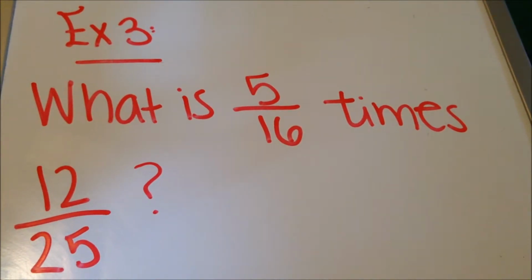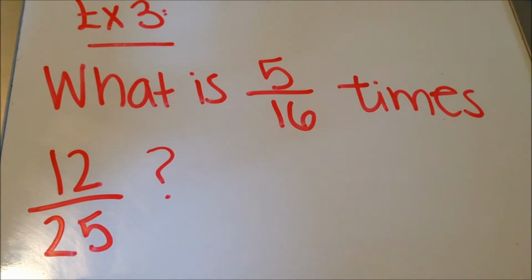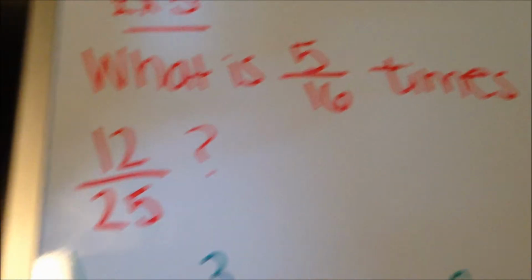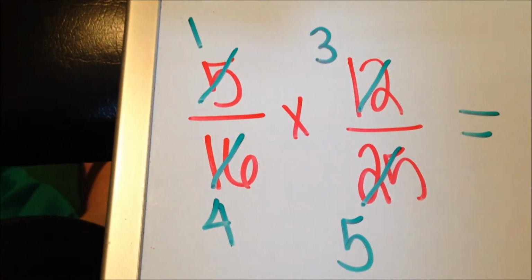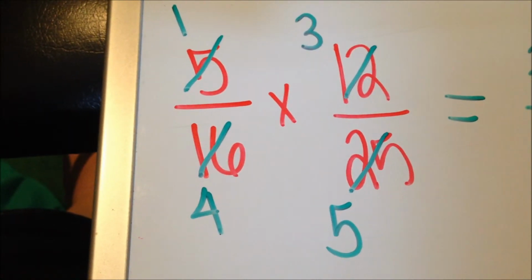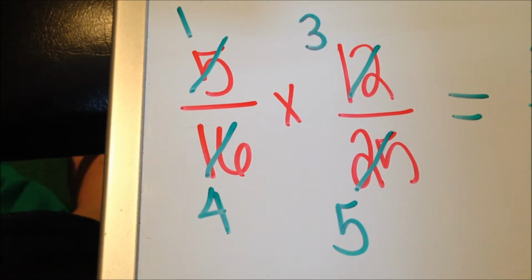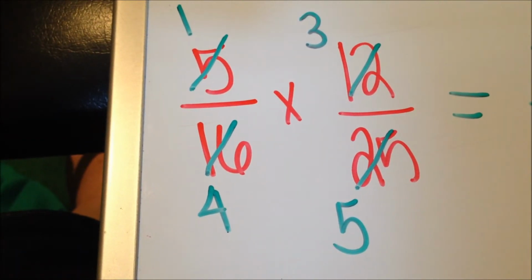Example 3. What is 5/16 times 12/25? That's simply multiplication, so 5 over 16 times 12 over 25. You'll notice in this particular scenario we can cross-reduce both ways. 5 over 25 can reduce to 1/5. In other words, we're dividing both 5 and 25 by 5.